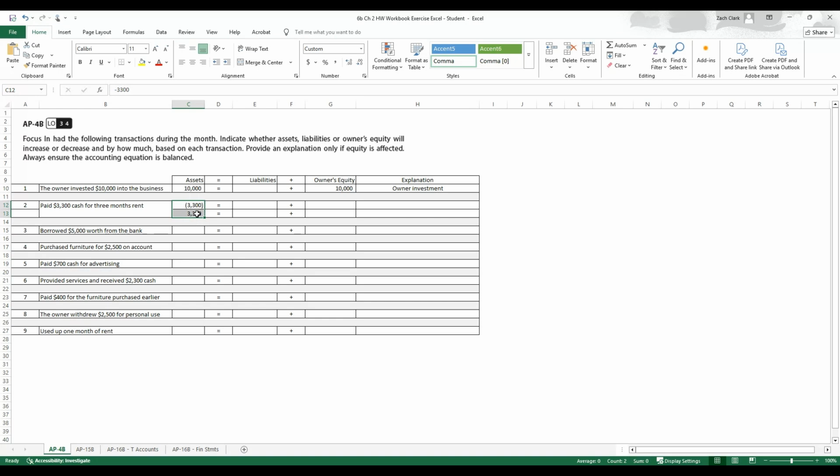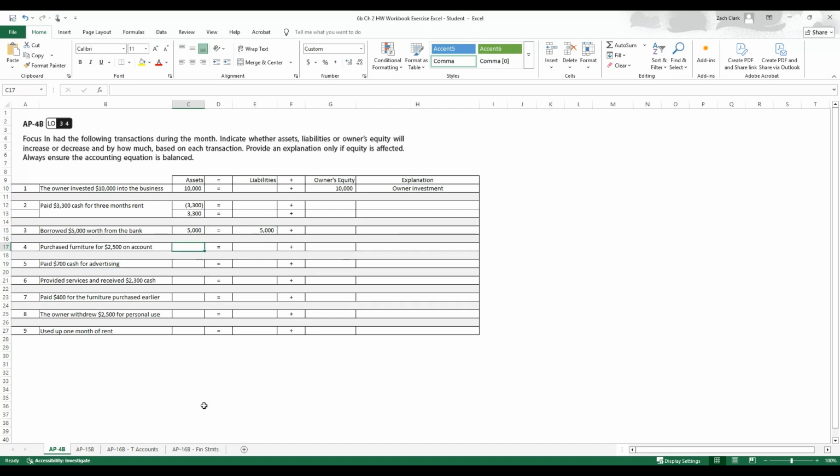So again, this transaction, similar to what we had in a Chapter 1 problem, is where we have one asset being replaced with another. Essentially, prepaid rent is going up, cash asset going down, but they're both assets, so they're both on this side of the equation. Okay, here we borrowed $5,000 from the bank, so our cash goes up 5,000, and our liabilities go up 5,000. So debt goes up, but cash assets go up as well. This will have to be repaid in the future.